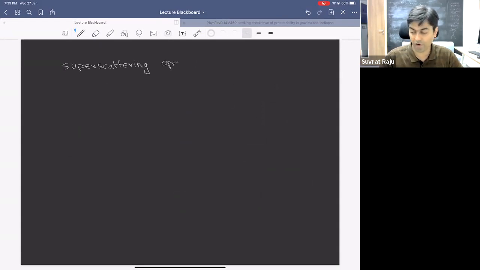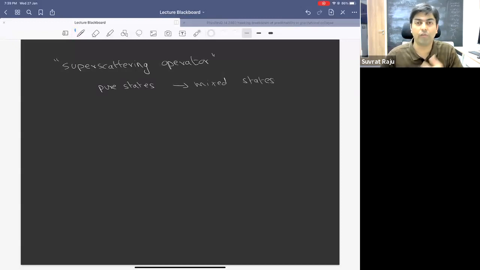This super scattering operator is some generalization of the usual unitary time evolution, or, Hawking wanted to argue, something that could take pure states to mixed states. Okay, so this is the essence of the argument that Hawking had.